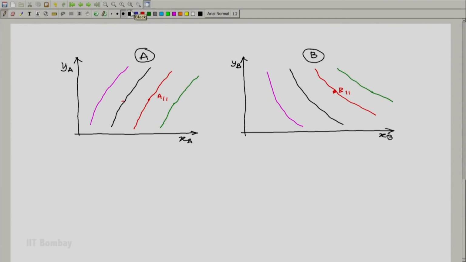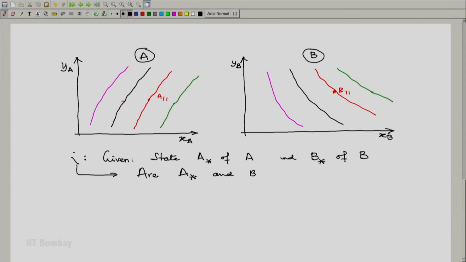Now, what is the use of all this? The use of all this is to answer the following question. Let us say we are given a state, let me call this A star of A and B star of B. Then the question is, are A star and B star isothermal?